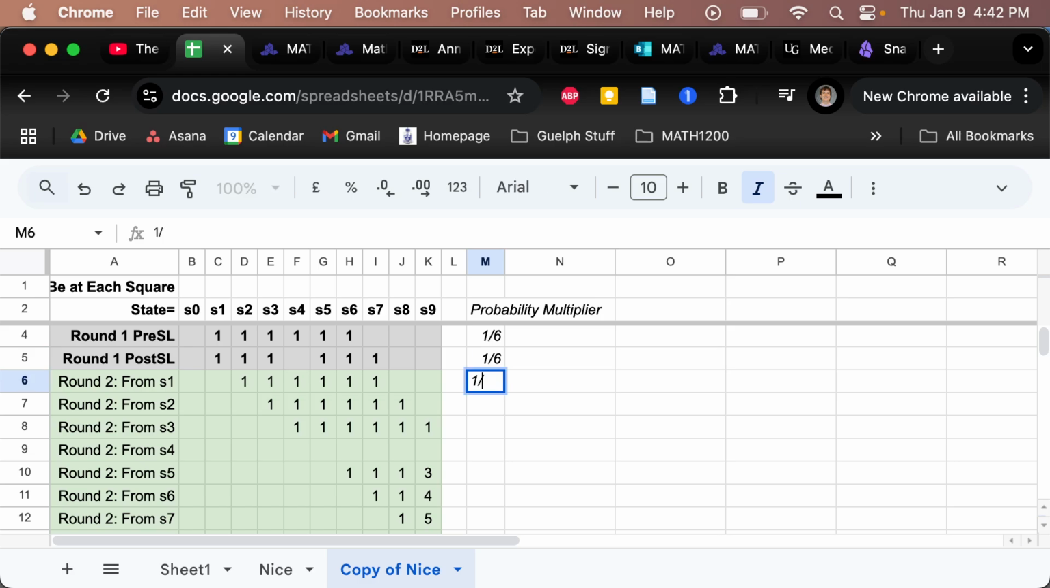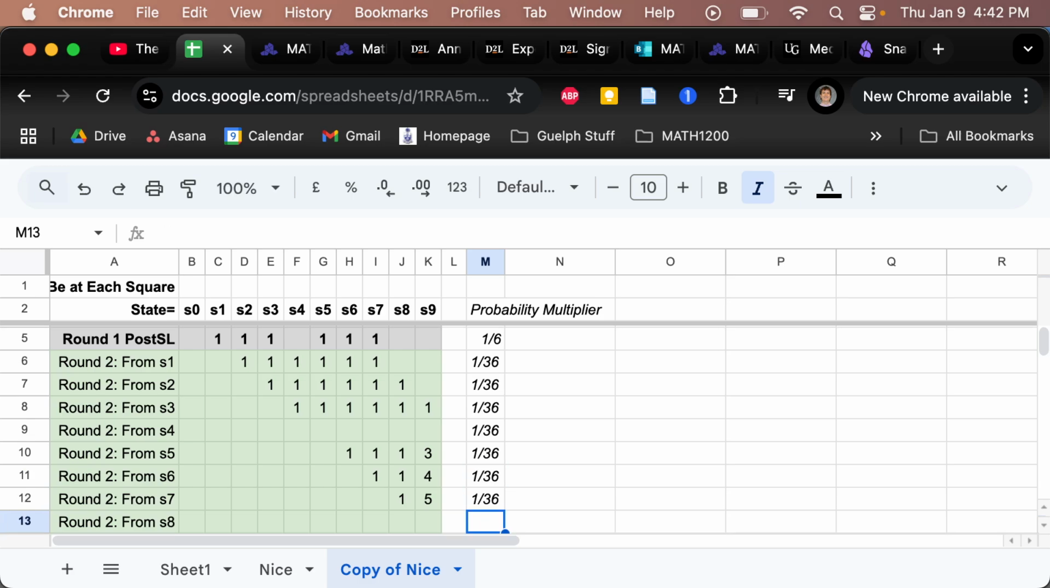1 over 36, 1 over 36. I remember if you pull down 1 over 36, it tries to change it, so let me just write it out. Okay, 1 over 36, 1 over 36. All of these will be 1 over 36. Are there any questions or comments so far? So this is how to end up somewhere after 2 rolls based on where you were after 1 roll.